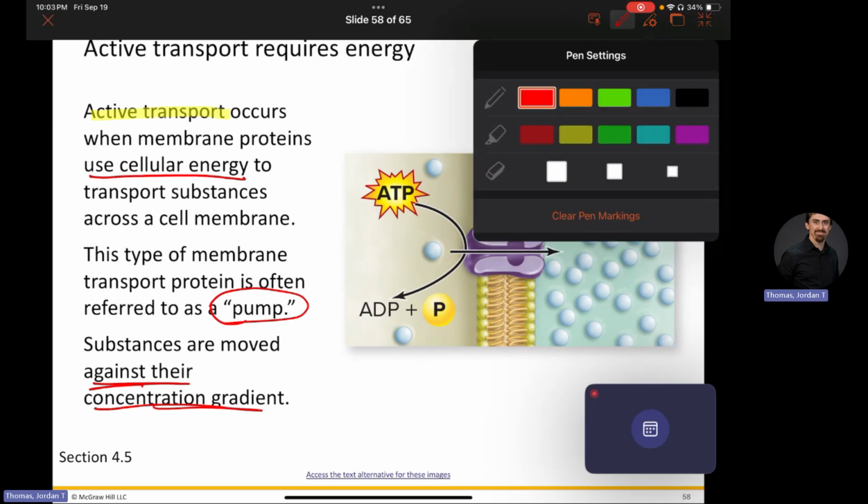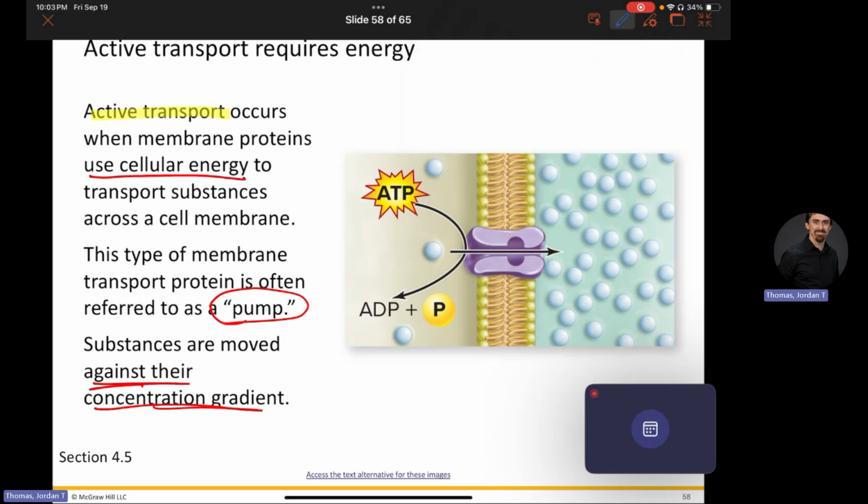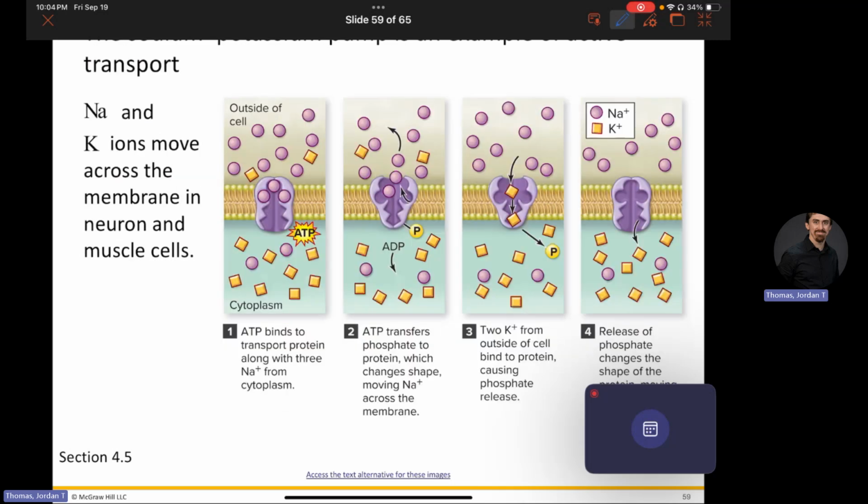If you're active, you're using energy. We're active, we're using energy, so we're using ATP. And we're moving this molecule out. We're moving it against the gradient. It doesn't want to go to the other side of the membrane, but we are pushing it to the other side of the membrane to create a gradient from low to high concentration. So that's why active needs energy. It's pumping something across the membrane from low to high concentration when it doesn't want to go that way.